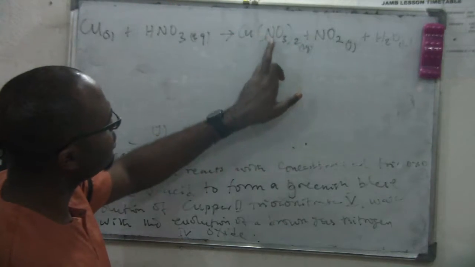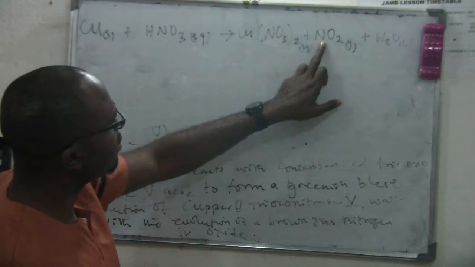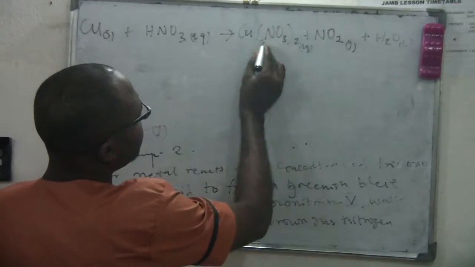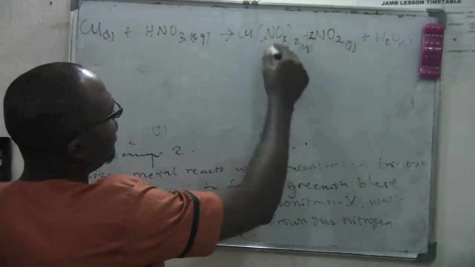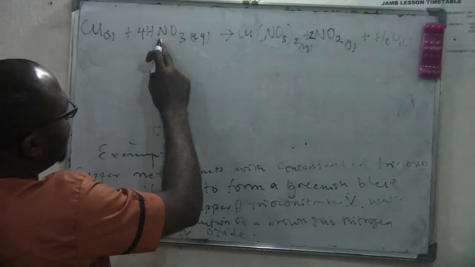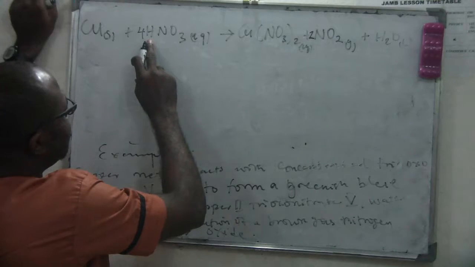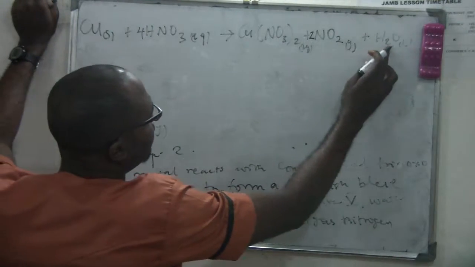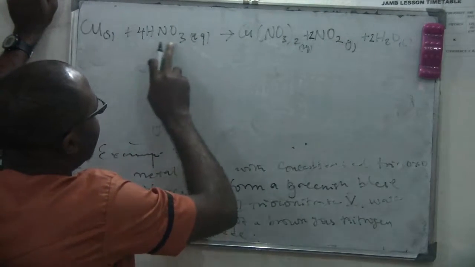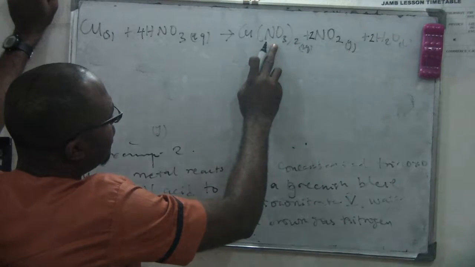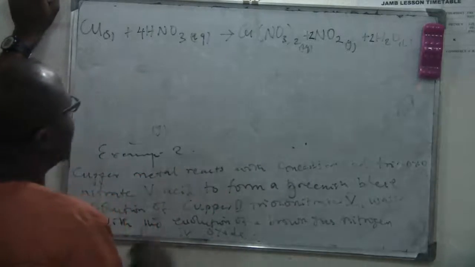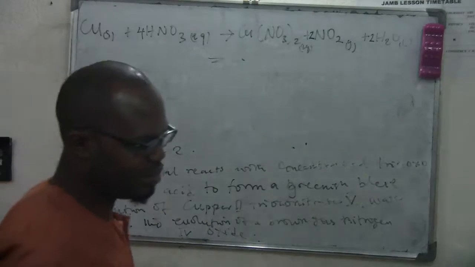N is 2 here, and here is 1. So can we make N 4? Since it's 2 here already, we put 2 here. So N is now 4, so we put 4 here, so that N will be 4 here too. Hydrogen is 4 here, and 2 here, so we can put 2 here to make it 4. Oxygen is 4 times 3, 12. Oxygen here is 6, plus 4, 10, plus 2 here, 12. So it's balanced. So that's the balanced chemical equation.